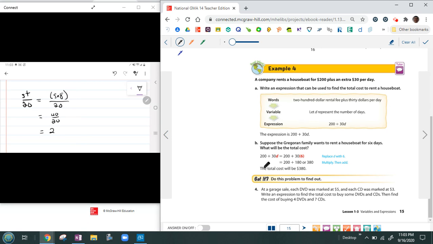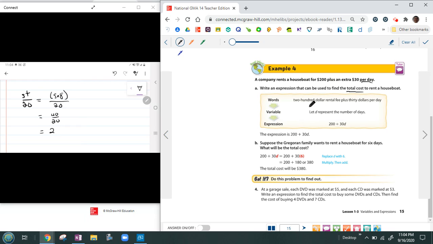Words. Let's see. It says a company rents a houseboat for $200 plus an extra $30 per day. So we're gonna write an expression for this. Now, it actually tells us in this case what we're looking for. So it says write an expression that can be used to find the total cost. Thanks. That gives us some guidance, unlike the ones that they started us off with. All right, so if we know that we're looking for the total cost is $200 plus $30 per day, what's the unknown then?